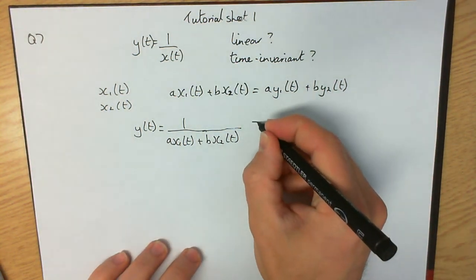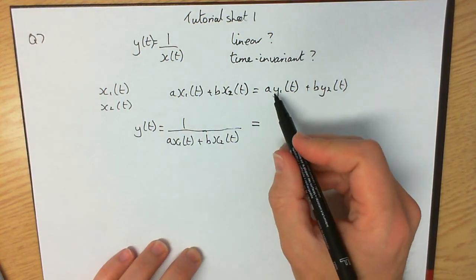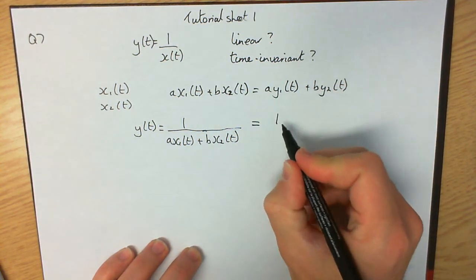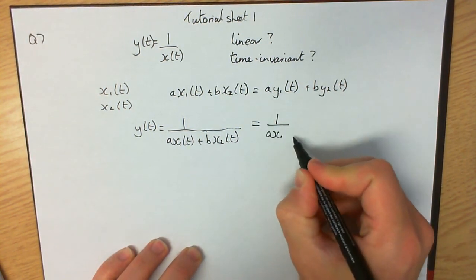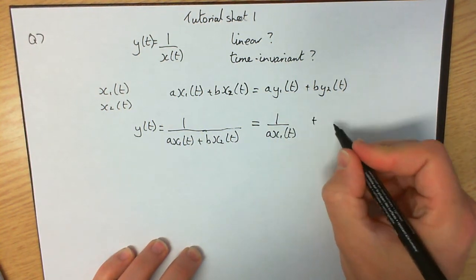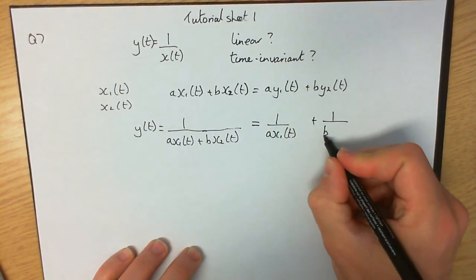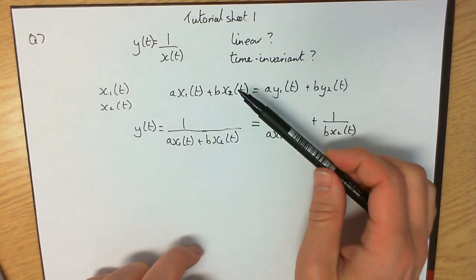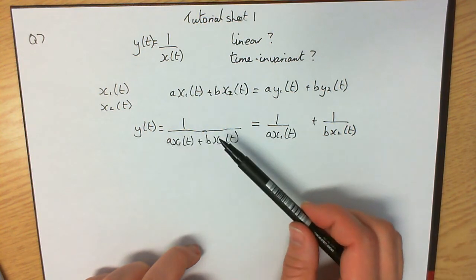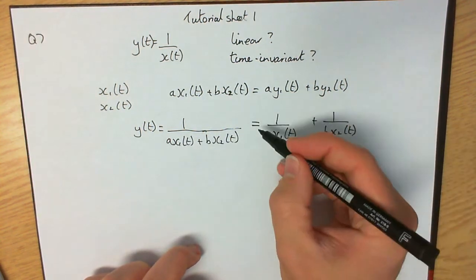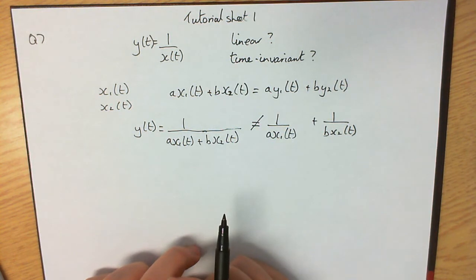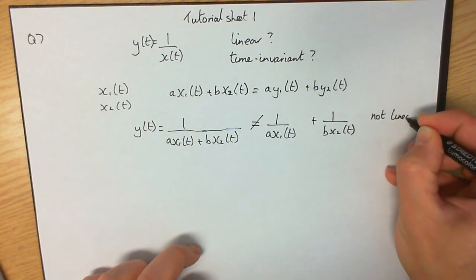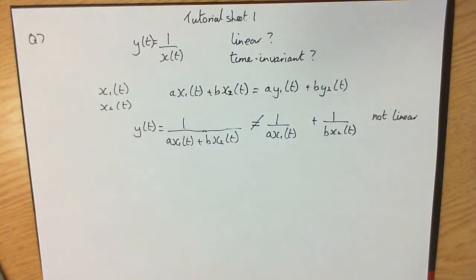Now, does that equal the sum of the individual parts? So does that equal, for instance, 1 over a x1 of t plus 1 over b x2 of t? That's what this states, and clearly this does not equal that. So it is not linear. So that's the first part.